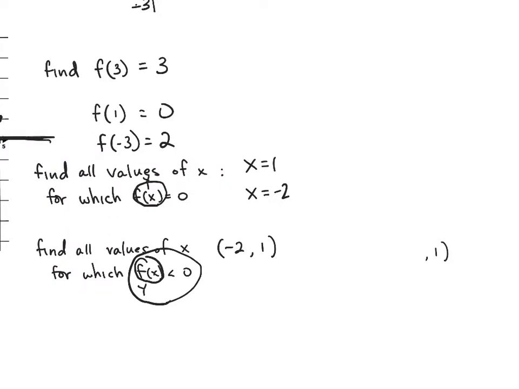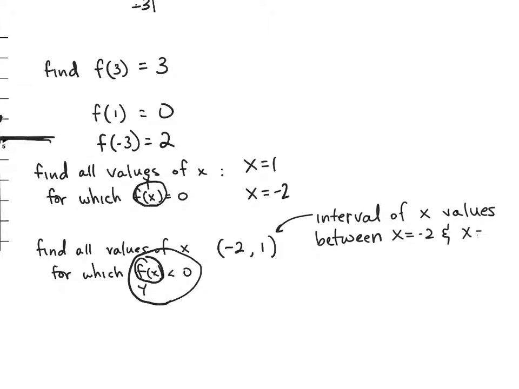Now I just want to clarify, sometimes students mistake this notation as a point -2, 1. This is not a point on a graph. This is an interval of x values between x equals -2 and x equals 1.